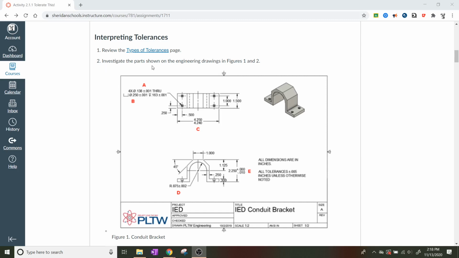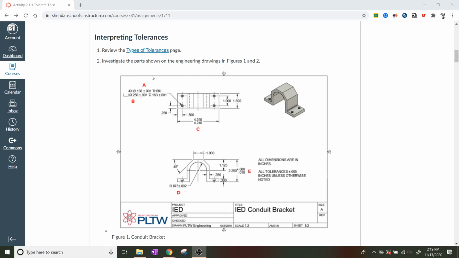So it says, investigate the parts shown on the engineering drawings in figures 1 and 2. And it looks like it says it's a conduit bracket. So if you had a piece of conduit for cabling or something, you could nail this to the wall. And it looks like it's got some tolerance values on it, and we're going to pay careful attention to the numbers that go along with it.